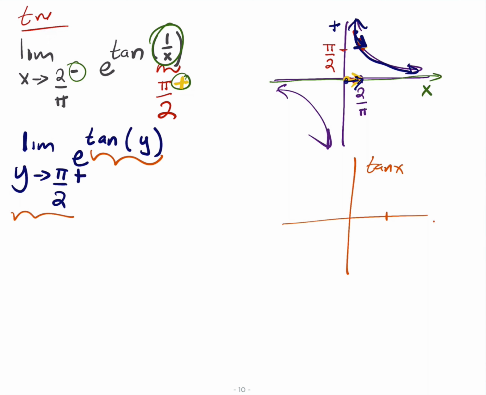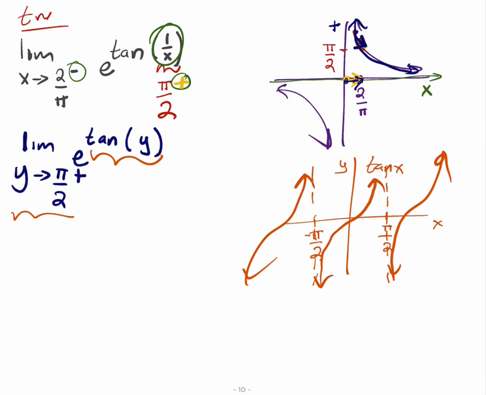Okay, so if I graph tangent of x, here's y. Don't get confused with the reuse of x's and y's. This is just the standard tangent graph that you're all familiar with. It looks like that, right? And there are the vertical asymptotes, and then here's the other one, and it just keeps repeating itself, right? So if we're approaching pi over 2 from the positive direction, here's pi over 2. I'm approaching from the positive direction. Where's it going? Negative infinity, right?